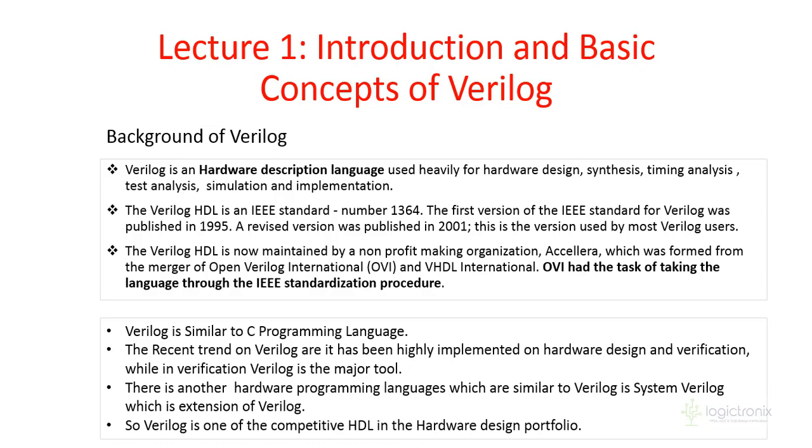It has the standard number 1364, and there is also another revision of Verilog, that is 2001, which was released in 2001. There are two other versions of Verilog, 2005 and 2009, while the 2009 version is merged with SystemVerilog. So basically SystemVerilog is a superset of Verilog. So this is the very basic overview.